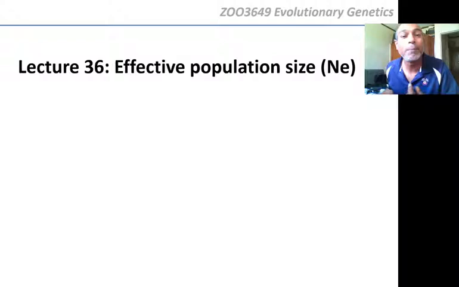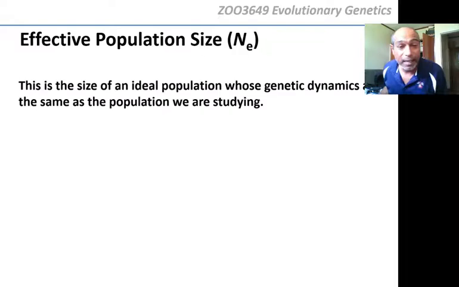All right, so the official way of defining an effective population, the NE, effective population size, is the size of an idealized population whose genetic dynamics are the same as the population we're studying. So in other words, it is the size of this idealized population. So already you can see, what is this idealized? Doesn't that remind you of something? It reminds you of the Wright-Fisher population, exactly, because that's an idealized population.